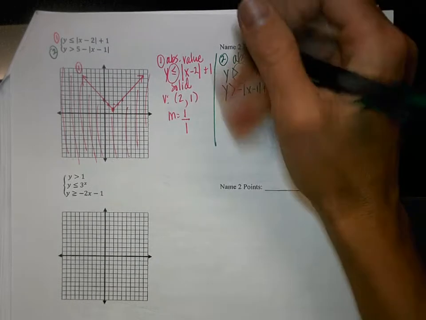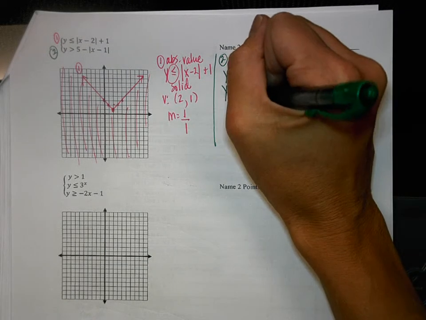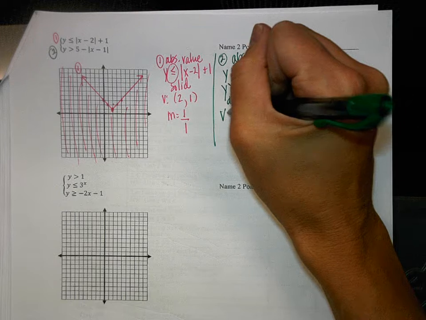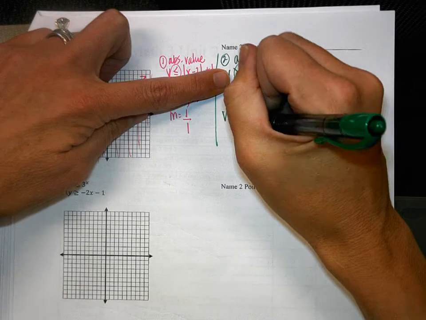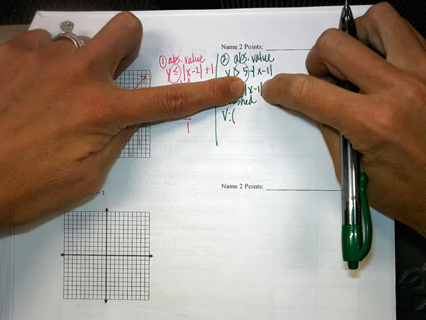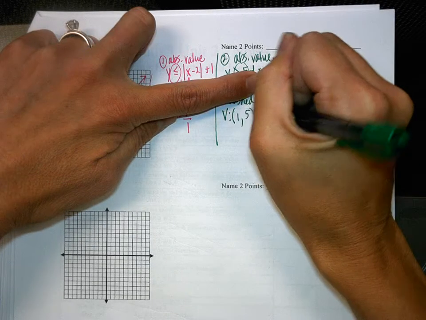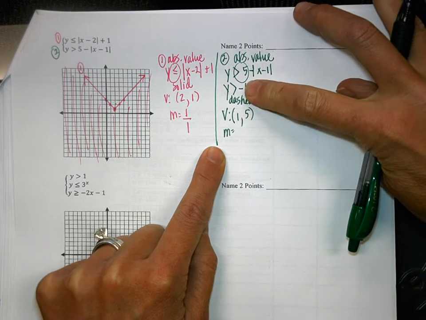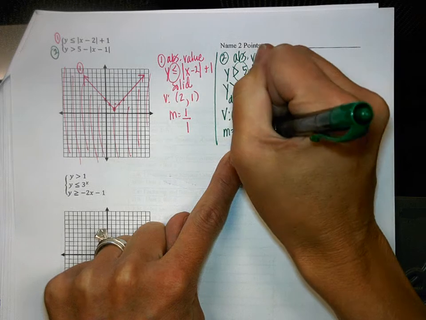Okay, this line is going to be solid or dashed. It should be dashed because it doesn't have the equal to sign. The vertex, when you set this equal to 0, the x value is at positive 1, and the y value is at 5. The slope on this one comes from the value in front. Since there's a negative in front of that absolute value, the slope is negative 1 over 1.